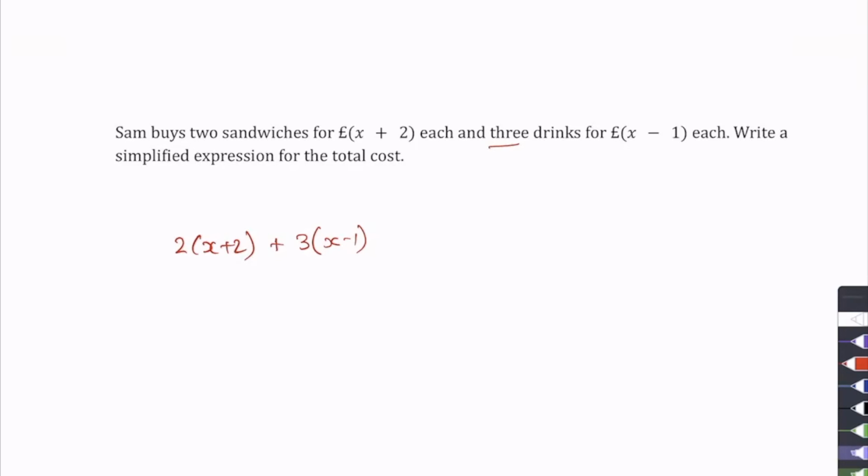So we have to multiply the brackets out. 2 times x gives us 2x. 2 times 2 gives us 4. Plus 3 times x is 3x. And 3 times minus 1 is minus 3. 2x plus 3x, collecting the like terms, is 5x. And 4 minus 3 is just 1. And that's the expression for the total cost of the items that Sam purchases.